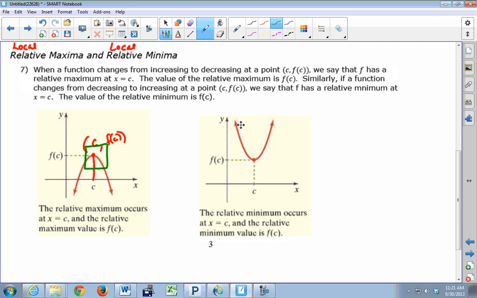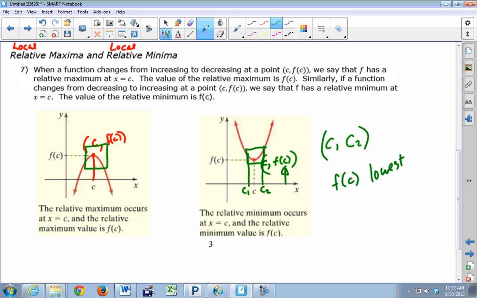Similarly, if your function is decreasing, decreasing, decreasing to this point called C, F of C, and then you start increasing, if I took out a little piece of that curve and I looked on the interval of C1 to C2, for example, then the value F of C would appear to be the lowest. It's the lowest output value on that interval. So we call that the relative minimum, minima.